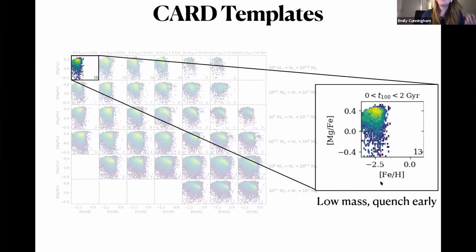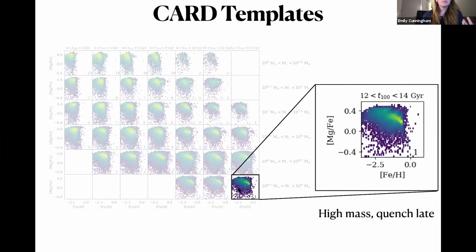We have a template for a relatively low mass halo progenitor that quenched relatively early in the simulation, so within the first 2 gigayears. In contrast, we can look at an abundance distribution for a very late time accretion event that quenched very late and is relatively high mass, so 10 to the 8.5 to 10 to the 9. And we can see, in contrast to the previous slide, this abundance distribution is extended to higher metallicities and turns over in magnesium versus iron, just as we expect from our understanding of chemical evolution.